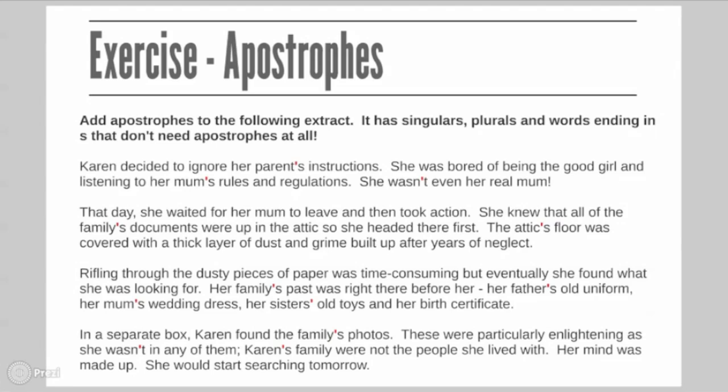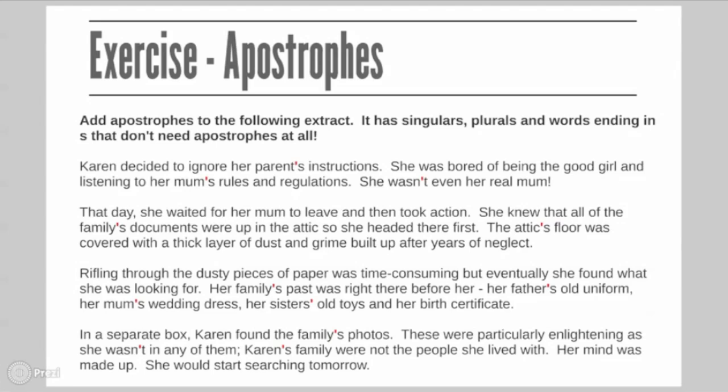But then we've got a plural here. Now you could have decided that she only had one sister, and therefore it would be perfectly acceptable to put the apostrophe after the R and before the S. But to mix things up a little bit, I've decided that this person has got two sisters, and therefore it is a plural, and therefore I've put the apostrophe after the S to show that the old toys belong to her sisters. Okay, and then finally, if we look at the bottom paragraph, we've got again family's photos.